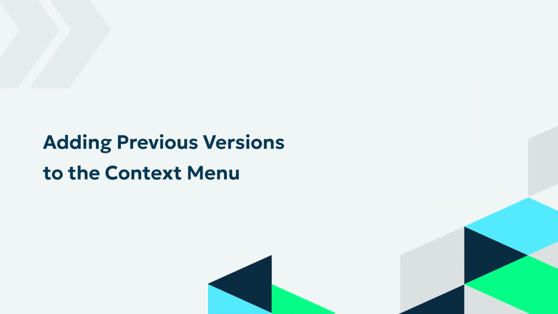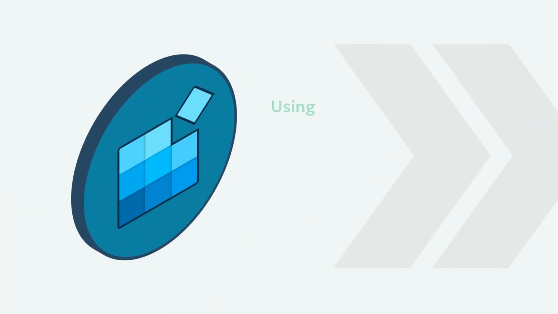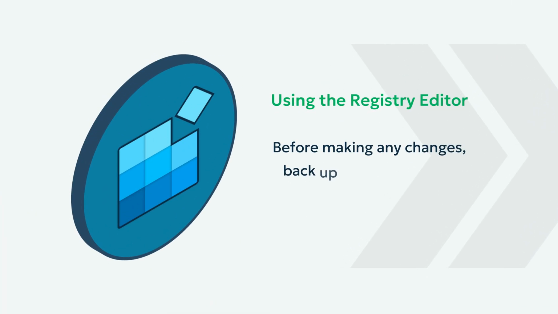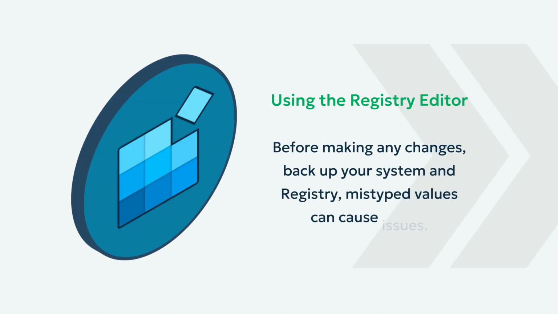Adding previous versions to the context menu. You will need to use the Windows Registry Editor to add previous versions to the context menu. On that note, it is imperative that you complete a backup of your registry and system before making any changes. Using the wrong code or mistyping your scripts can lead to system-wide implications.